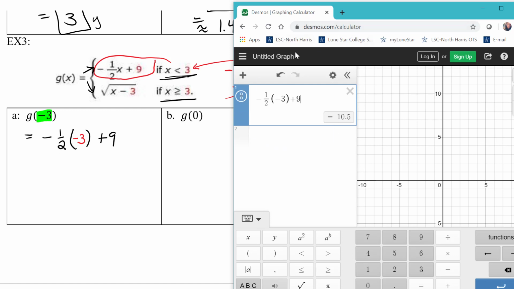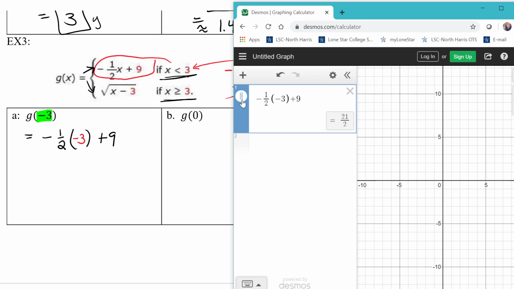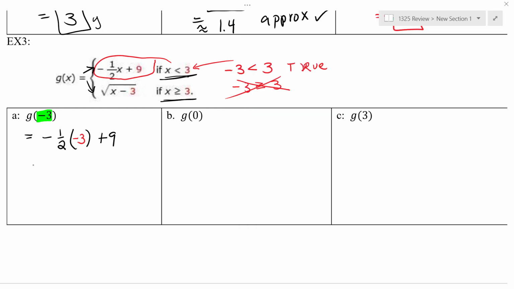What's really nice about Desmos is that if I would like the fraction version of that answer, I can click on this little circle with that little fraction. And it tells me 21/2. So it doesn't matter which answer we give, but you have both of those options. So I'm going to write my answer as 10.5.